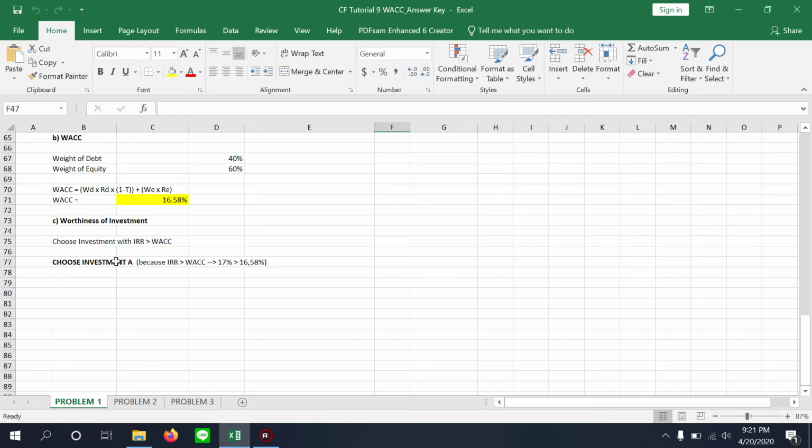So which investment is worthy? Basically any investment that is above your cost. So only investment A is above your cost, and therefore you only invest in investment A. That's it for problem one.